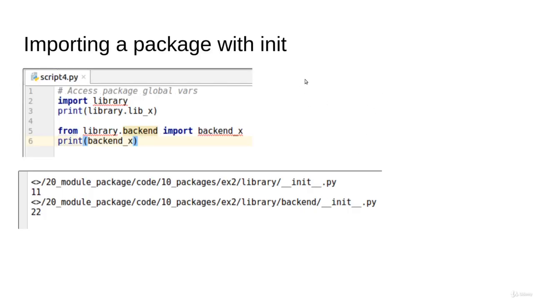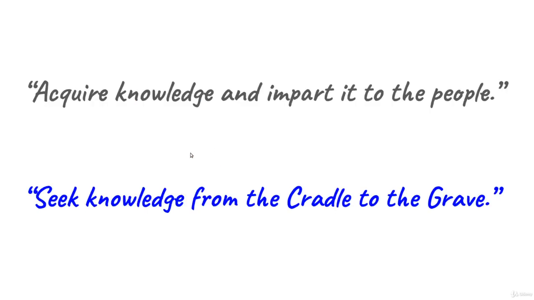Let's try to see what happens if we try to import something. If you try to import the library itself, then the path of the library will be printed. If you try to import the backend, the path of the backend will be printed. And you can see here we can use library.libx, which is a global variable defined on the library, or backend x, which is defined over the level of the backend itself. So this mainly covers the main use cases for the package initialization, either using some global variables or doing some package level initialization. That's all.